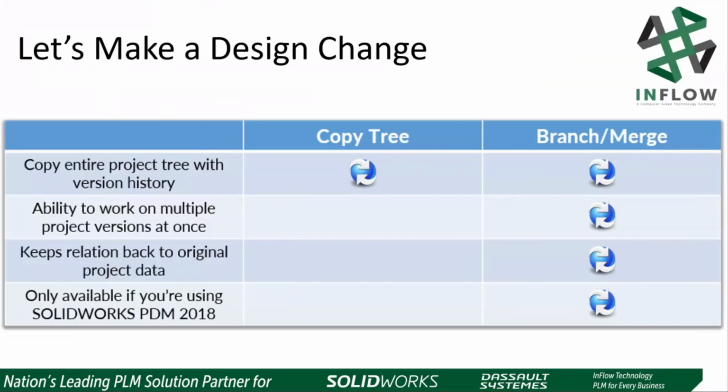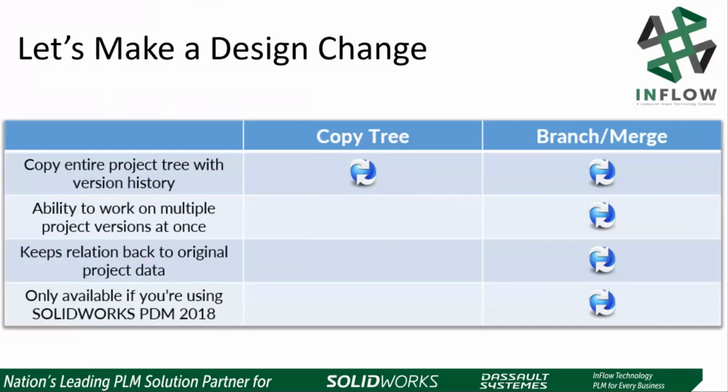What are some other things that copy tree gives us and other things that branch and merge gives us? Copy tree and branch both let us copy the entire project tree with version history. So we have that history dating back to before we did the copy tree. We aren't going to lose all of that information when we do that copy. With copy tree, we can't work on multiple project versions all at the same time. With branch and merge, like I said, you can work on three or four or as many different design ideas as you want, and then you just pick your favorite and bring it back. With copy tree, you'd have to make separate models and they're not linked to each other.